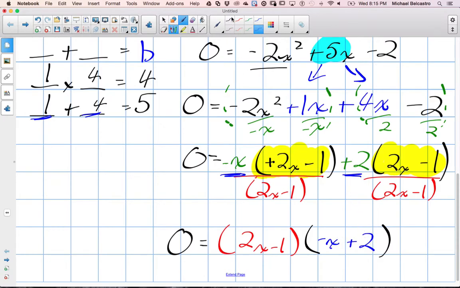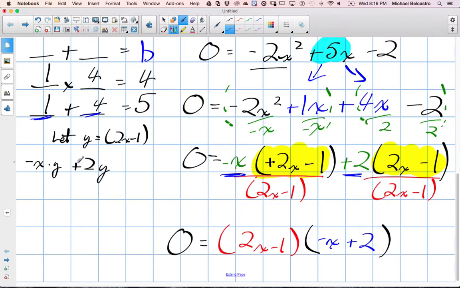Now this one can seem confusing, so I'm going to write it on the side. Think of it like it was like this. Negative x, and we're going to say let y equal 2x minus 1. Okay? So instead of writing this bracket in, I'm going to say negative x times y. That y replaces what we highlighted. And then over here it'd say plus 2 times y.